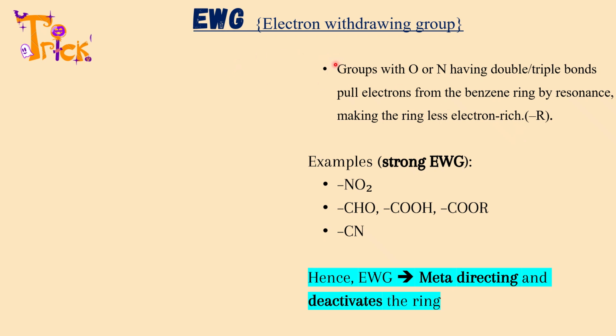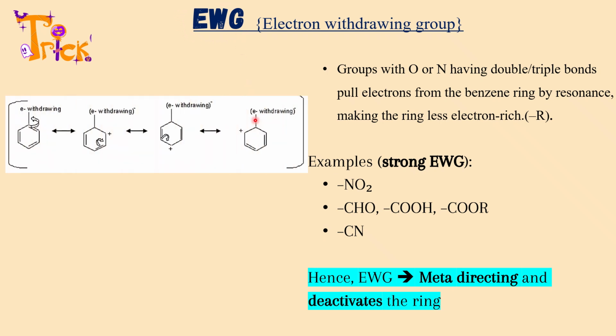Now, let us first understand this, and then we will move forward with the substitution. That is, on which particular position these groups will substitute. Okay, so here I have taken an example of an electron withdrawing group. So as you can see, this particular group is there. It will pull the electron density from the benzene ring through minus R effect.